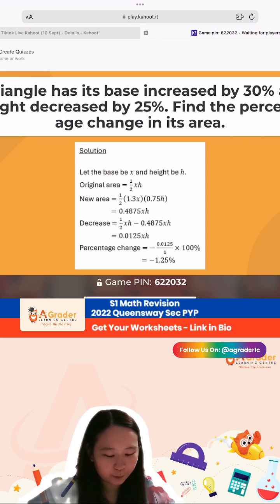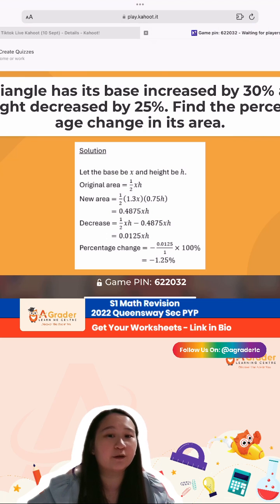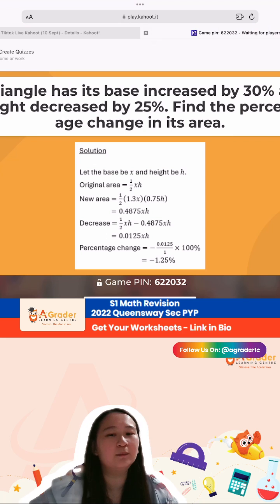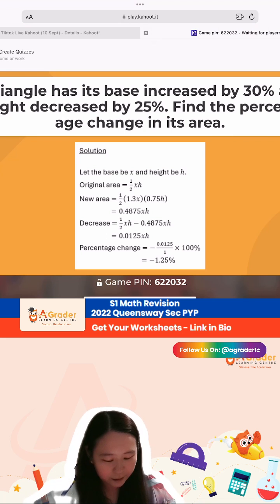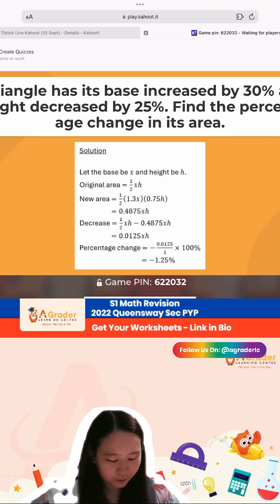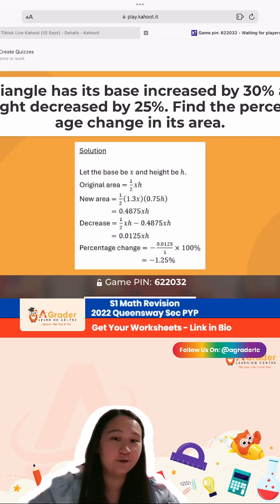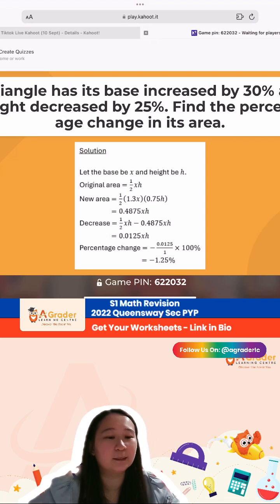Then we get 0.4875xh. So we compare to the original area. The original is 0.5. Half is 0.5. So we can calculate what is the decrease here. So 0.5 minus 0.4875, they have the same term. They are in terms of xh. Okay, so there is a decrease in 0.0125. So the percentage change will be, you take 0.0125 divided by 0.5. Remember the negative sign because it's a decrease. Then you times 100%. So you should get negative 1.25%.